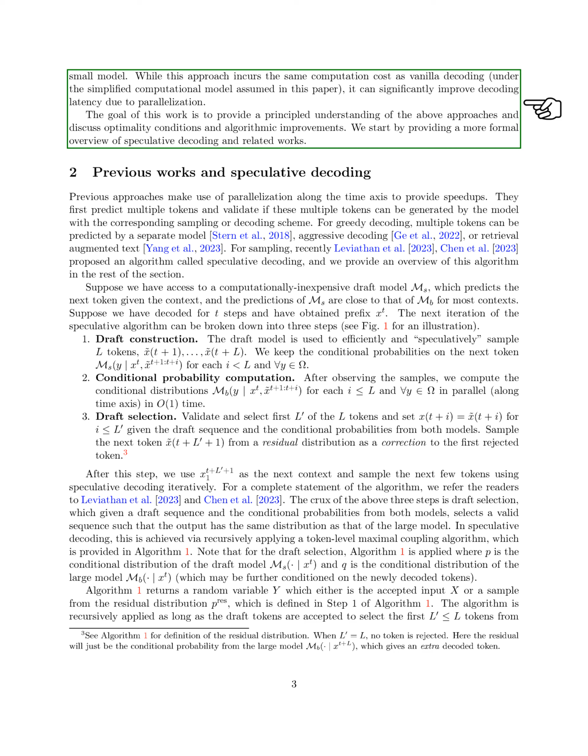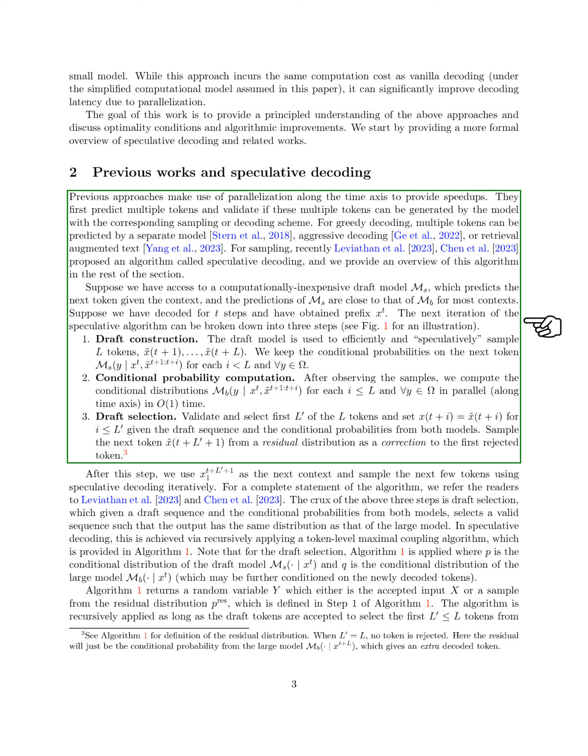For sampling, a recently proposed algorithm called speculative decoding has been introduced, and we'll explain this algorithm in the following paragraphs. Imagine we have a draft model that is computationally inexpensive and can predict the next token based on the context. The predictions of this draft model are close to those of the main model for most contexts. Let's say we have decoded for a certain number of steps and have obtained a prefix. The next iteration of the speculative algorithm can be broken down into 3 steps. 1. Draft construction. The draft model is used to efficiently and speculatively sample a certain number of tokens.